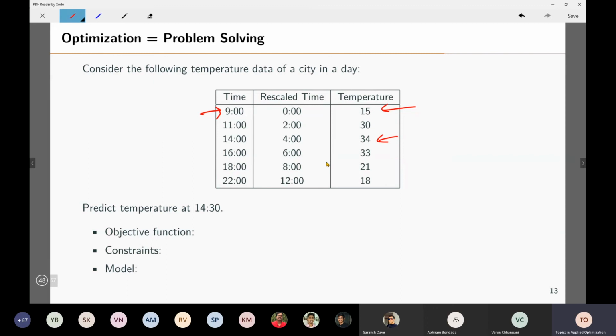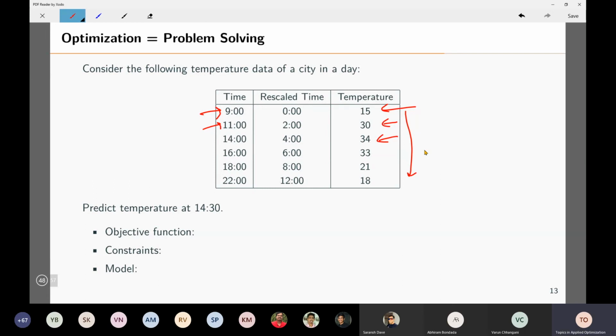So at 11 a.m. let us say the temperature is 30 and so on. There is some kind of pattern we see during the day. It rises around 2 or 3 and then it starts dropping in the night and so on. So this is the temperature pattern we have.